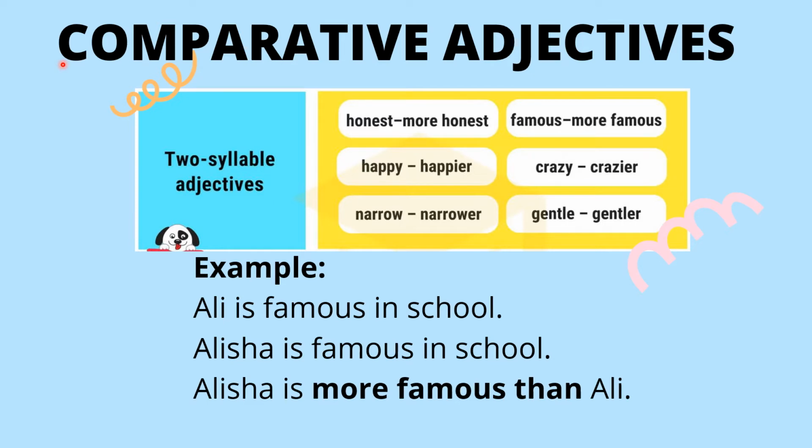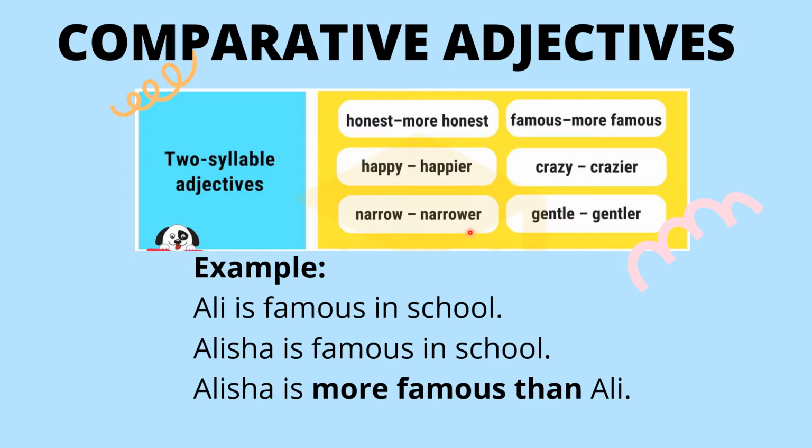Now let's look at the comparative adjectives for two-syllable adjectives. So these are two-syllable words: honest, happy, narrow, famous, crazy, gentle. Okay, some of the words you have to use more. For example, honest, so you have to use more honest. Famous, you have to use more famous. Some of the words you can add ER. For example, happy, you replace Y with I-E-R. Crazy, Y with I, and then you add ER, crazier.